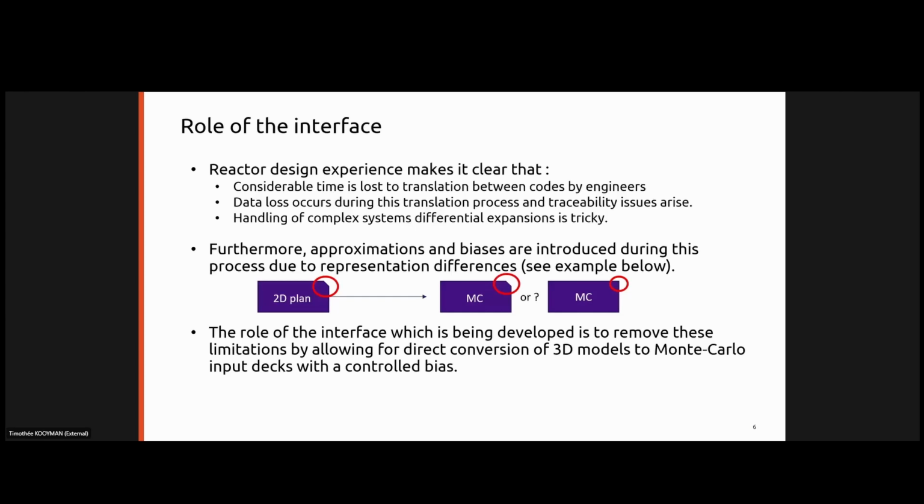My own experience at CEA, and I think the experience of most of the people who work in core design, is that usually a very high amount of time is lost in translation between two codes which describe the same physical object, but their philosophy of description is different. Then you have data loss during this process, and then you have traceability issues because someone made an approximation which he did not correctly trace, and then you lose things on the way, and that's not acceptable for nuclear reactor design process.